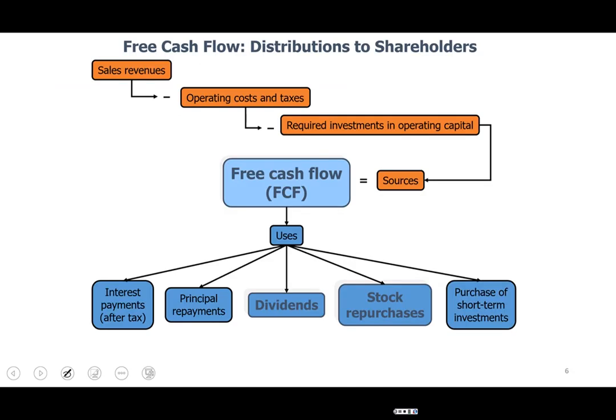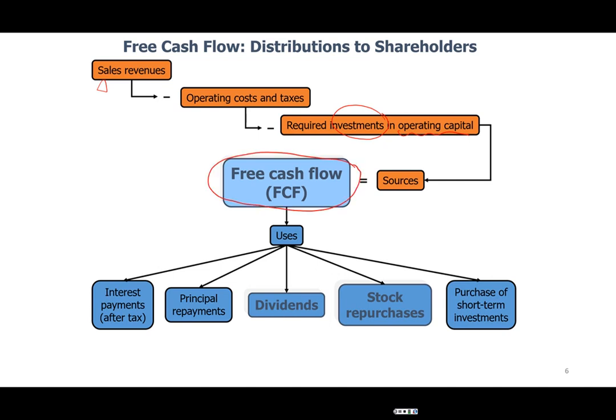Okay, let's see what distribution policy is about. Well, firms collect cash flows. So first, the company is going to generate sales revenue. And then from revenue, we deduct any operating costs and taxes. After that, we need to deduct the required investment in operating capital. Okay, so now what's left to us is our free cash flow.